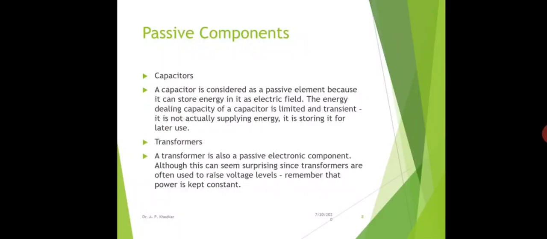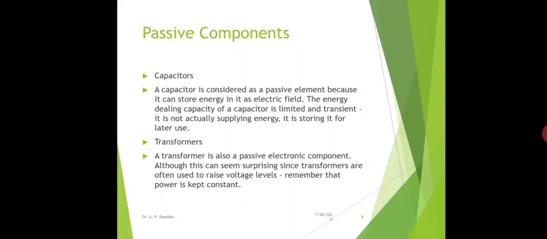Now we see the next typical component, that is capacitor. A capacitor is also a passive element because the property of capacitor is to store charge. That is, capacitor is storing energy in the form of electrostatic field. The energy capacity of capacitor is limited and also transient. That is, capacitor is not actually supplying energy. It is only storing it for its later use.